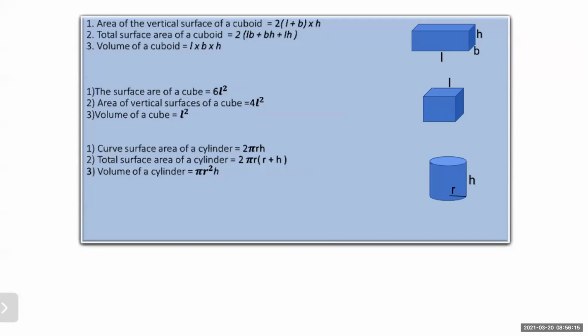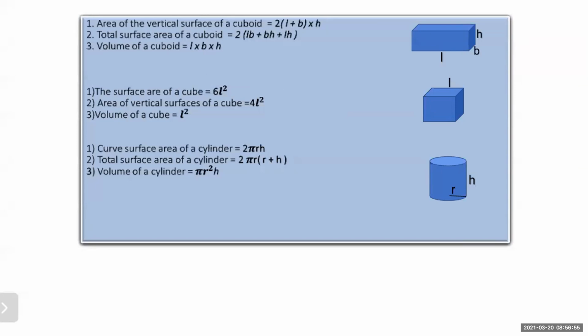But in real life, how does this three-dimensional figure look? For example, a cuboid. If I give an example, right now if you have your geometry compass box, that compass box is three-dimensional and of the shape of a cuboid. It has a length, breadth, and height. So a very good example of a cuboid is your geometry compass box.